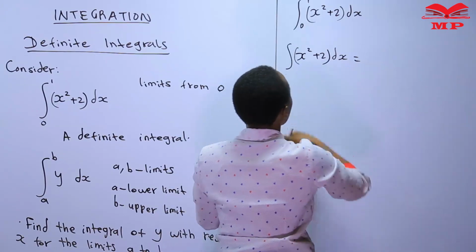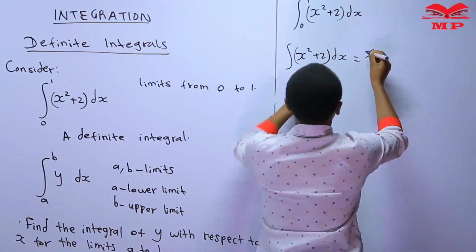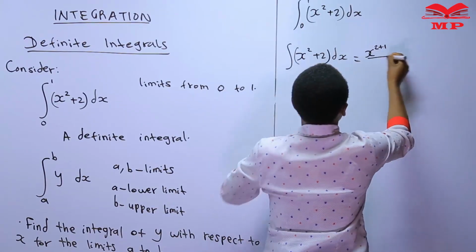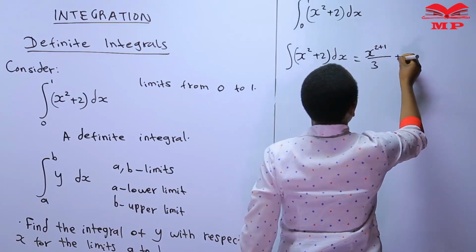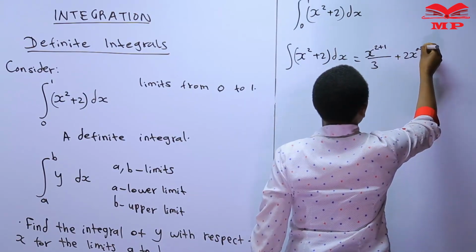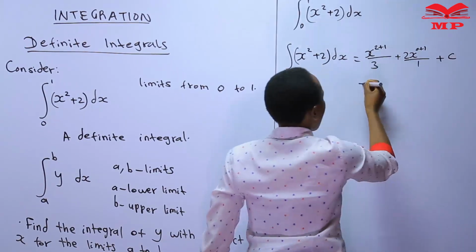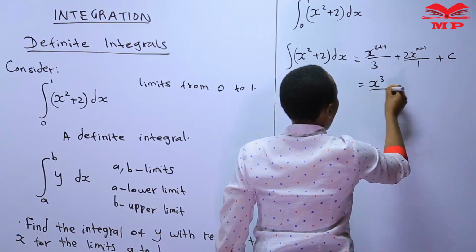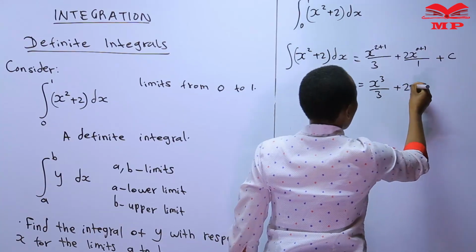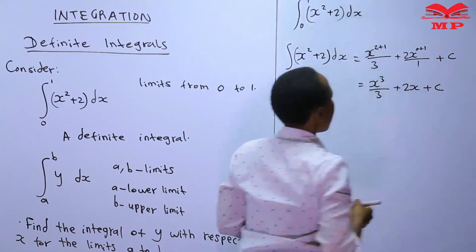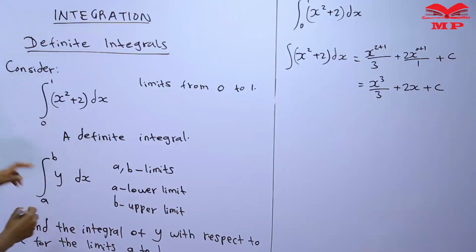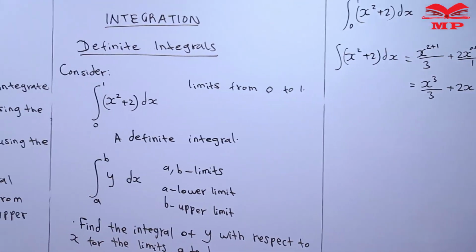So we are going to have this as x raised to power 2 plus 1 divided by 3, then plus 2, x raised to power 0 plus 1 all over 1, and then plus the constant. So this one will be x raised to power 3 over 3 plus 2x, then plus c. So that's the first step. So we have integrated. So we have the integral for this.